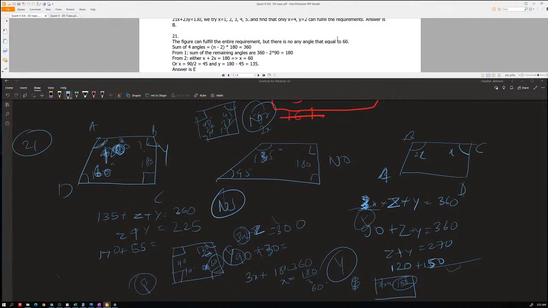That's what we did. And either from 2, x plus 2x is equal to 180 degree, x is equal to 60 degree, or 90 by 2 is equal to 45 degree. Okay, and y is equal to 180 degree. So what they do is, first of all they say that x plus 2x is equal to 180 degree, so x is equal to 60 degree, that is yes condition. But x is equal to 90 by 2 equal to 45, and y is equal to 180 minus 45 equal to 135.